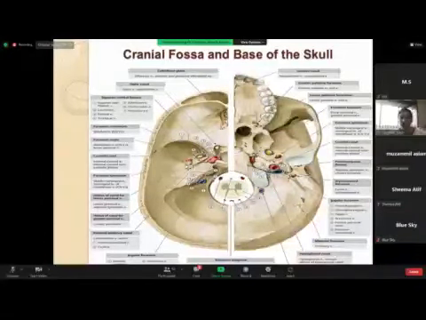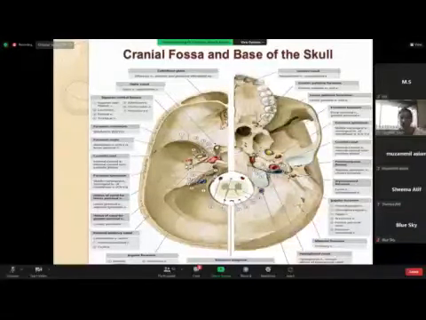Then we have the openings at the junction of the middle and posterior cranial fossa. This large opening is called the jugular foramen, and it houses the important nerves, the 9th, 10th, and 11th cranial nerves, which are the glossopharyngeal, vagus, and accessory nerves. Here we have the hypoglossal canal, which houses the hypoglossal nerve, the 12th cranial nerve.